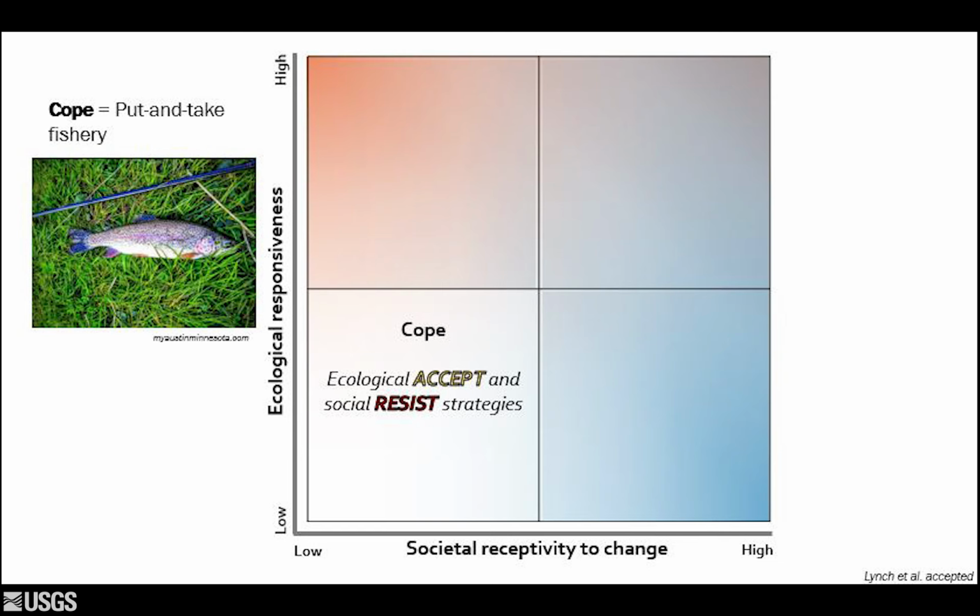The first being what we're calling when social and ecological controllability are very low. This is something that we're calling COPE. And this would be something like a put and take fishery where it's not self-sustaining and cannot be maintained without any intervention, but it still provides a service through very extensive interventions.